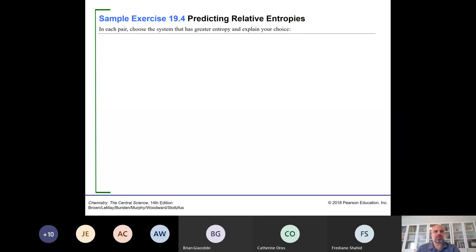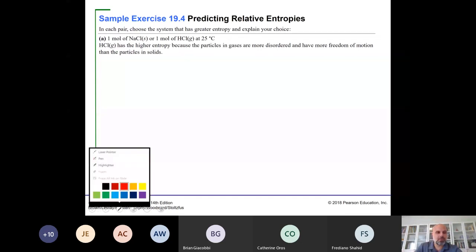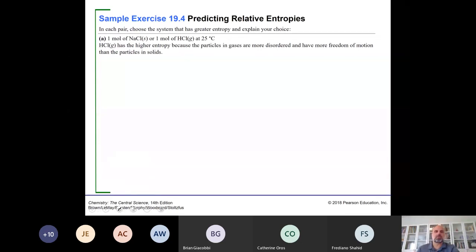So take a look at the first one. We have 1 mole of sodium chloride as a solid, or 1 mole of hydrochloric acid as a gas at 25 degrees Celsius, right? So obviously we have a gas. So hydrochloric acid is a gas. So it has the higher entropy because the particles in the gas are going to be moving. They're more disordered. They have more freedom of motion than the particles in the solid.